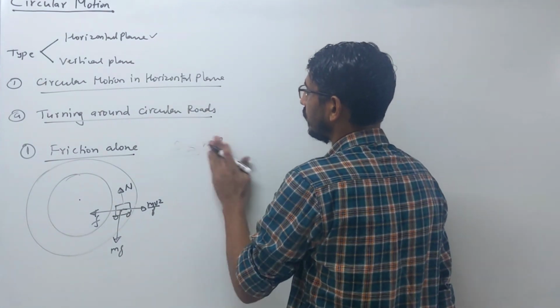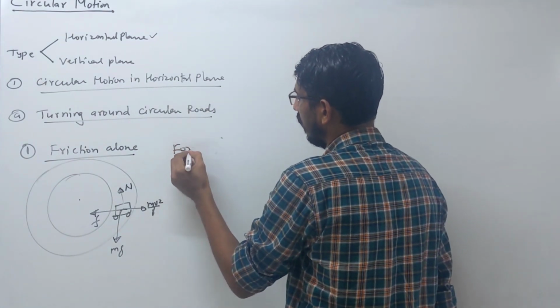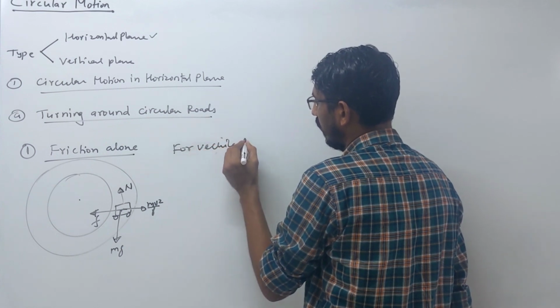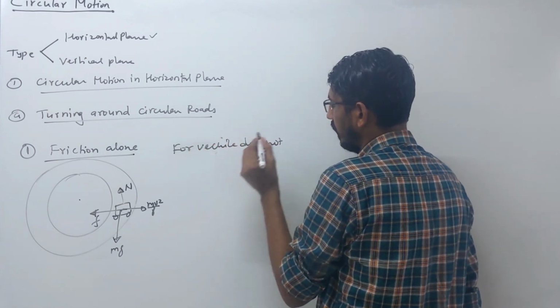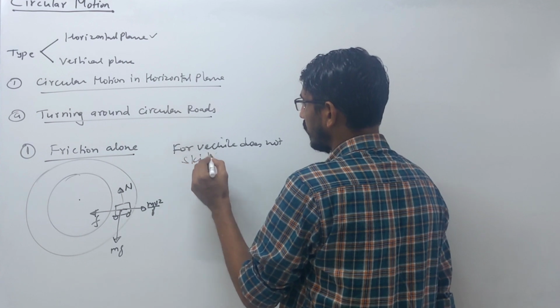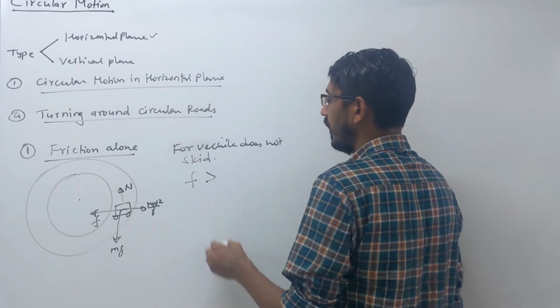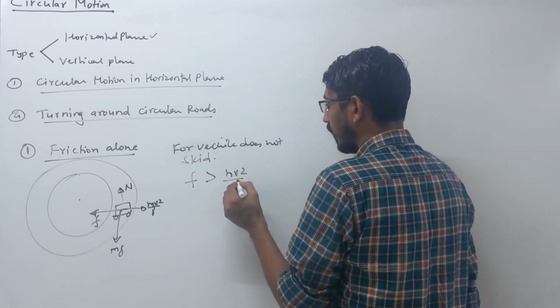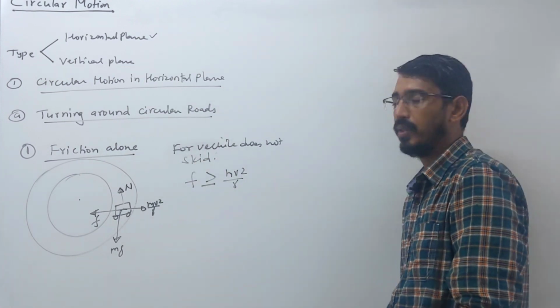Let me write in words also. For the vehicle not to skid, if you don't want it to skid, then what condition do you need? The frictional force should be more than mv square by r, or at least equal. Equal also, right? That should be more.